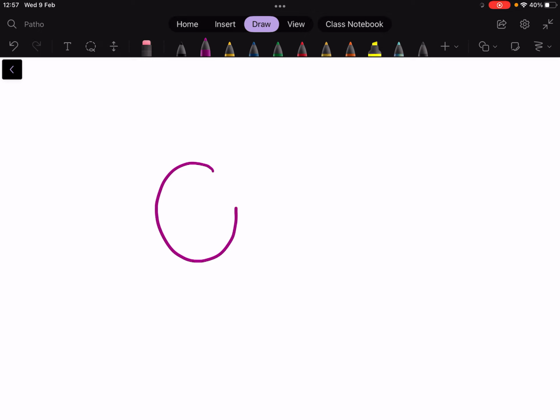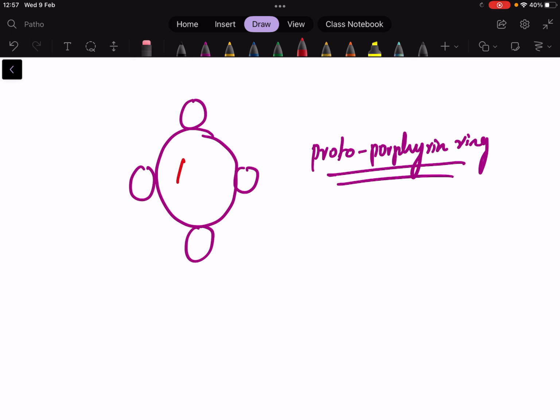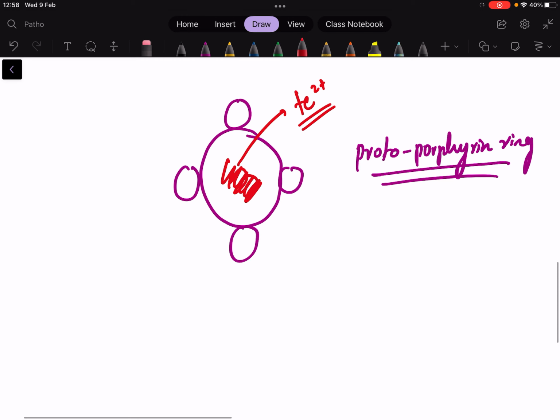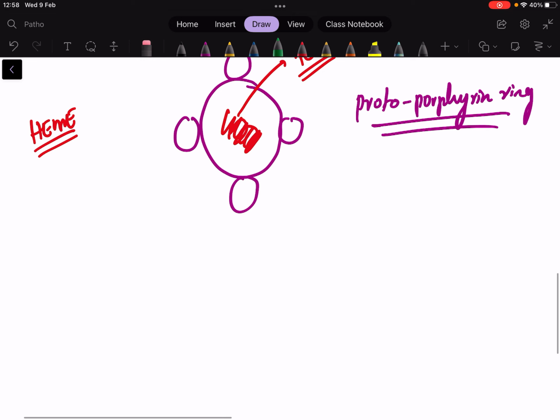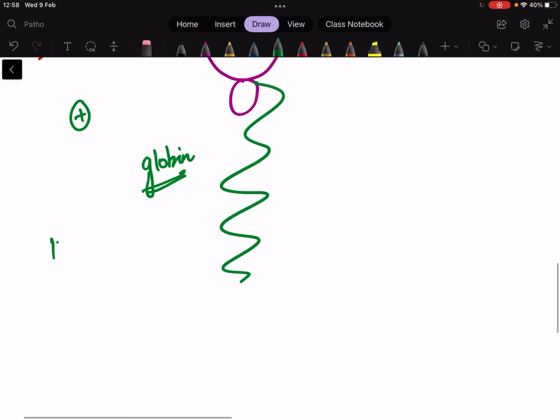So here is a ring, and this ring is called your protoporphyrin ring. And when you place iron inside of it, suppose inside the protoporphyrin ring we are keeping iron, what will happen? The newly formed compound is called your heme, and to this heme if we add a globin chain, then the entire compound is called your hemoglobin.